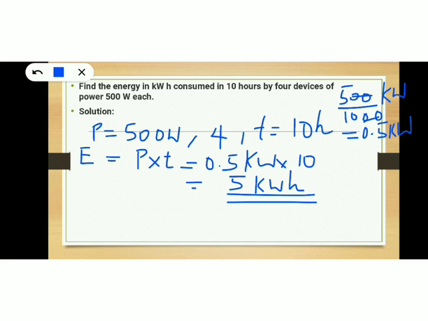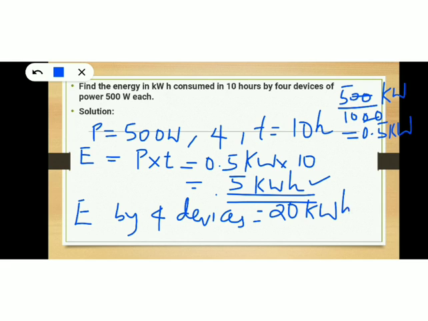Okay, when it is operated for 10 hours. So what will be the energy consumed by 4 devices? So energy consumed by 4 devices will be obtained by multiplying this with 4. So energy consumed by 4 devices equal to 5 into 4, that is 20 kilowatt hour. Okay, so this is the energy consumed by 4 devices when it is operated for 10 hours.